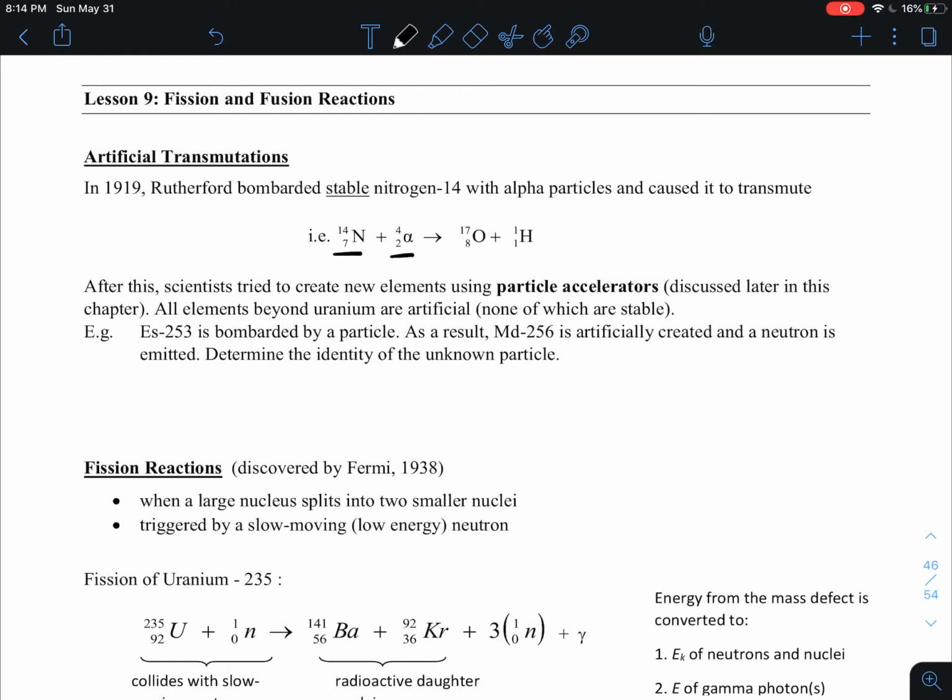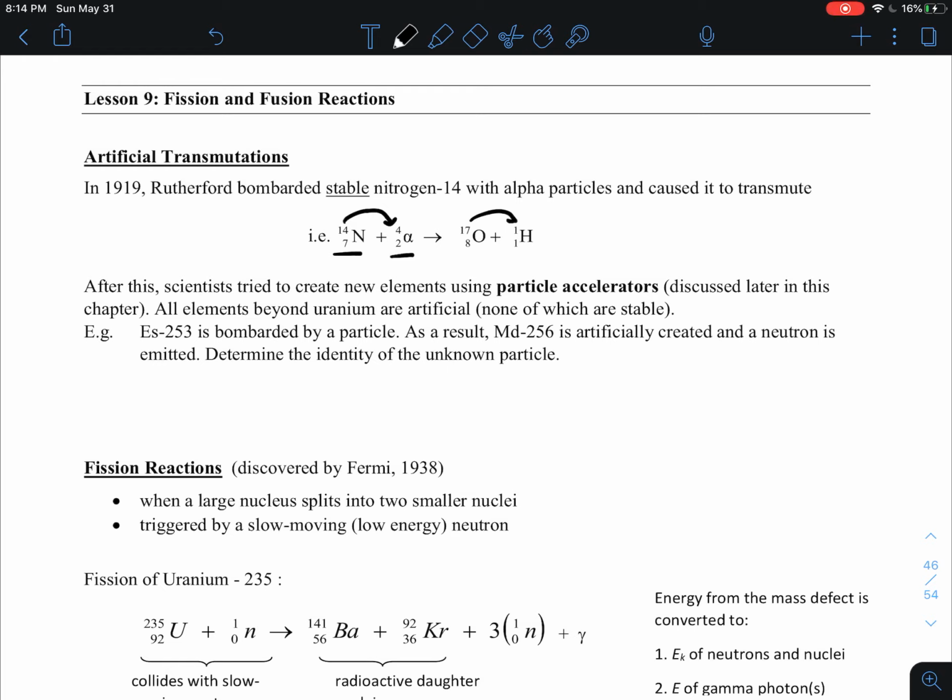So in this case here, we're following the same conservation rules as we did before. We want to make sure there's 18 on top, 14 plus 4. We still have 18 down below, and the charge is down below, which is 7 and 2, 9, and 8 and 1 is also 9. So in this case here, we now have two objects, and we can transmutate it, changing form from nitrogen to oxygen, just by hitting it with an alpha particle.